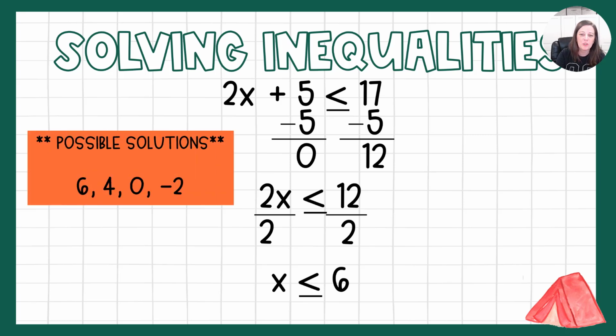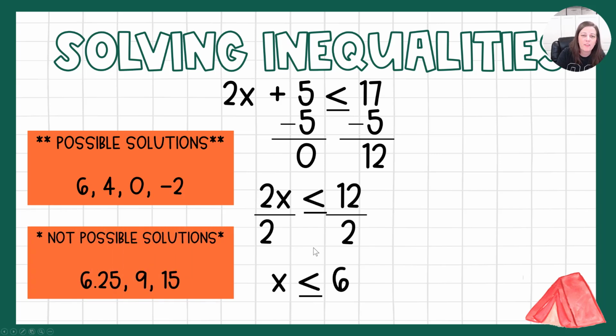So some possible solutions: anything that is less than or equal to 6. So in this case, it can be 6. Not possible solutions: everything else. Anything that is not less than or equal to 6.